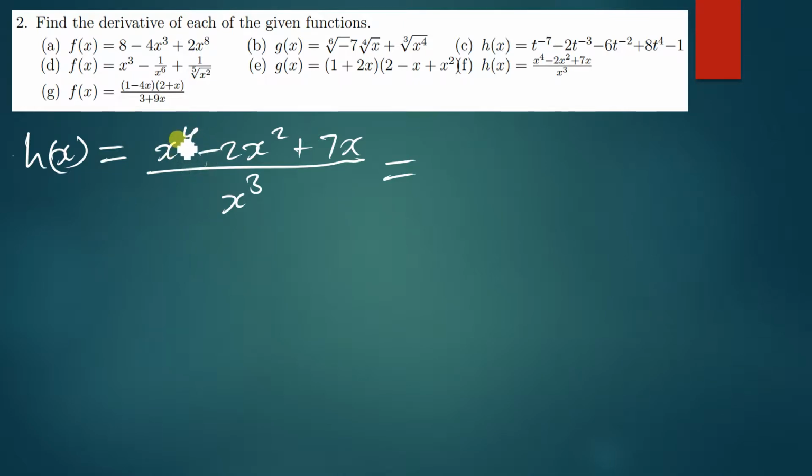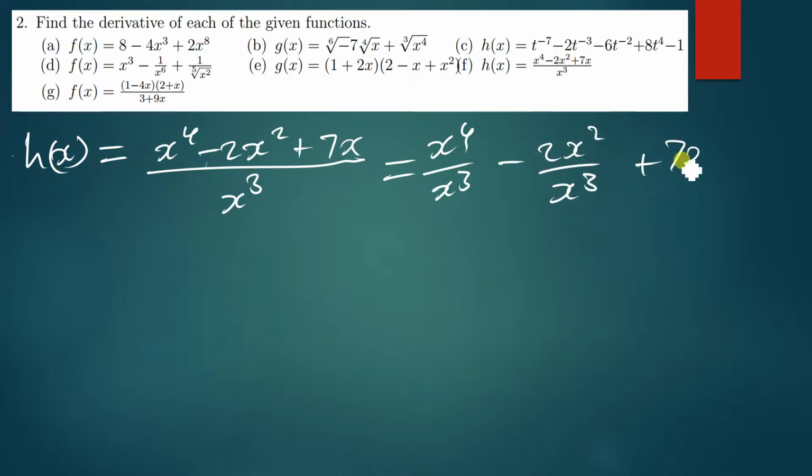So I'm going to divide, I'm going to write x to the power 4 over x to the power 3 minus 2x squared over x to the power 3 plus 7x over x to the power 3. So simplifying this, h of x will therefore be equal to, when you simplify this, you get x there.